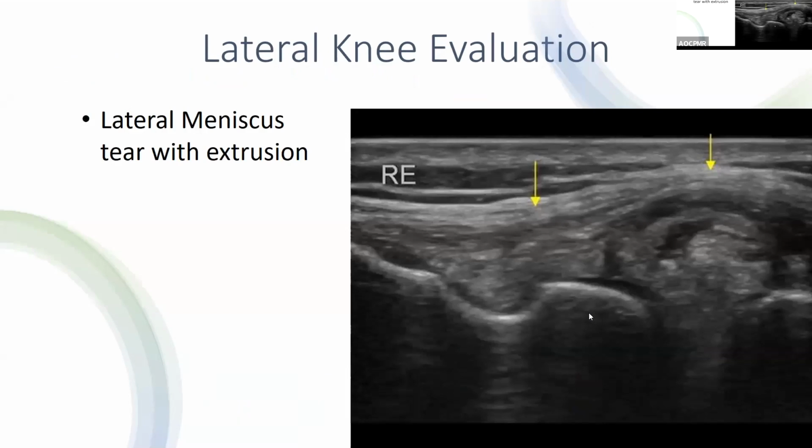Here it is again. Here's that groove, the popliteus tendon we're talking about. Lateral meniscus, a little bit of tearing going on. And here's this very ugly extruded medial meniscus.